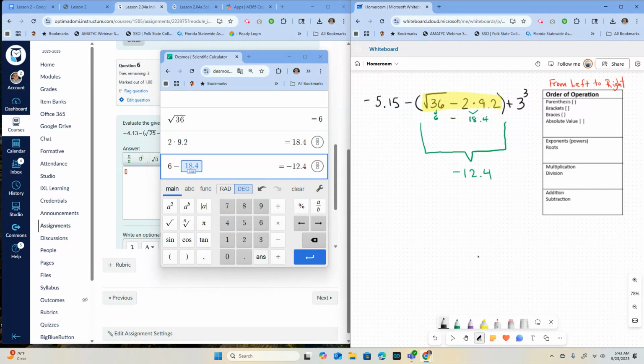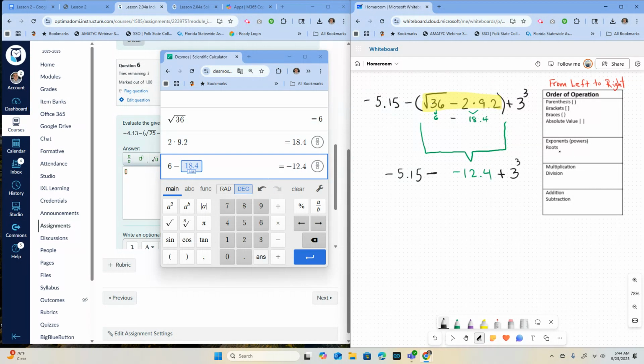Okay? Everything else you haven't used, write it again. I didn't use the plus, 3 to the third power. I didn't use this subtraction in black. This minus in green, it was the answer, subtracting 6 minus 18.4. The subtraction in black, and the negative 5.15 in black. Everything in black I'm keeping because I haven't used it.